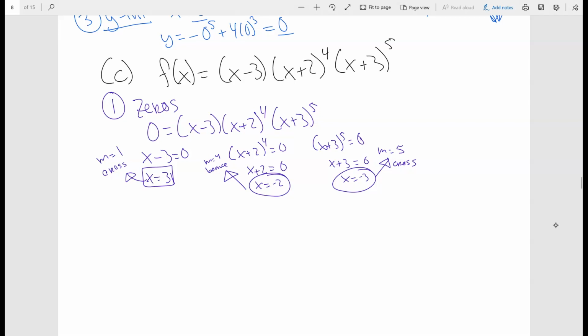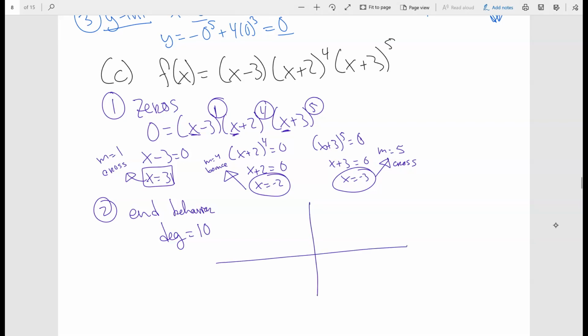The second thing that you want to be able to do is find end behavior and number of turns. So what would be the degree in this case? Well, if you think about it, this is a 1, so I have just an x. This is going to be an x to the 4th. This is going to be an x to the 5th. If you just add up all of these powers, you're going to get a degree of 10. There's no negative on the outside, which means that the end behavior is going to look like this, just going upward. So the number of turns will be just 9.